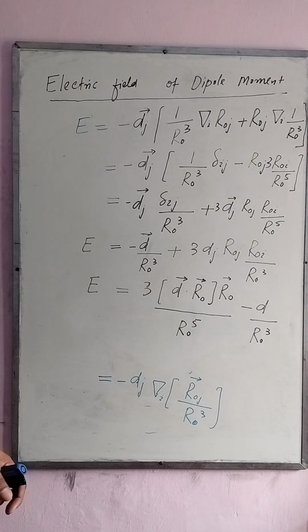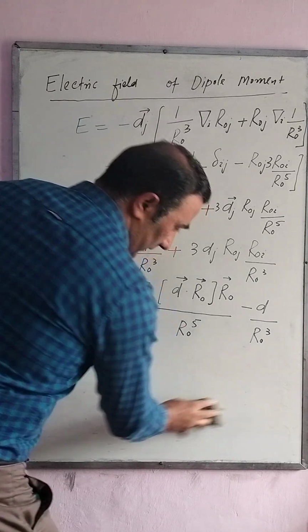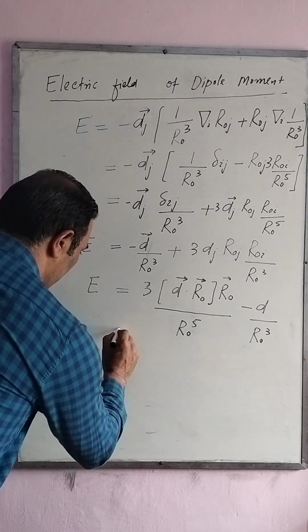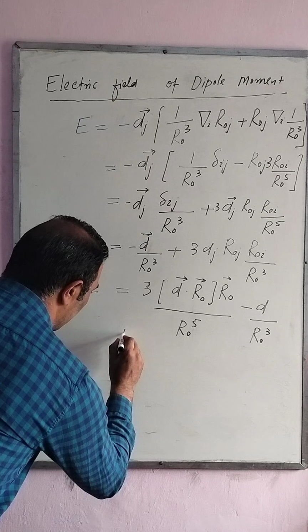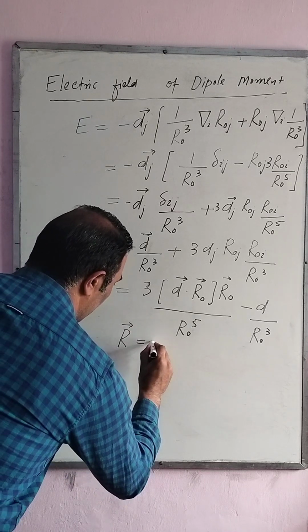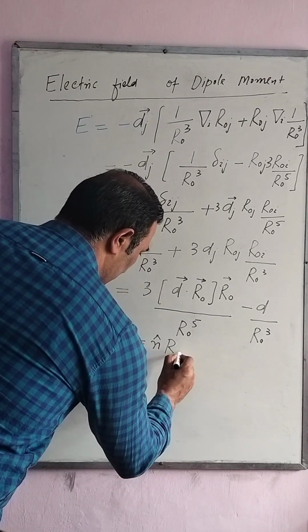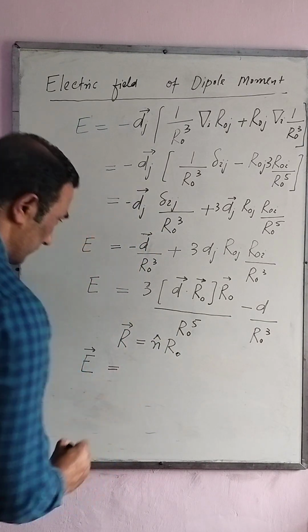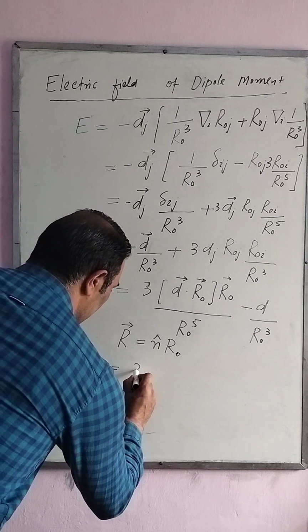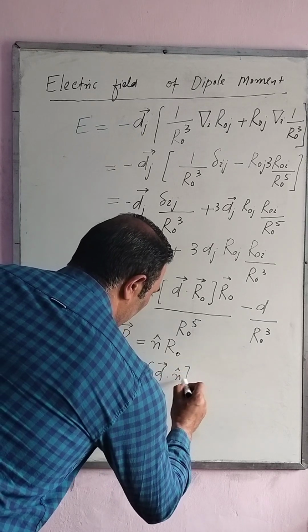Okay, so now, or you can rewrite this term as, let me rewrite this in terms of that unit vector. So because we have that r vector is n cap r, then electric field will be equal to 3 into d dot n cap upon.